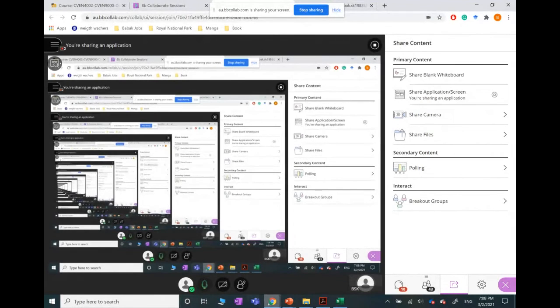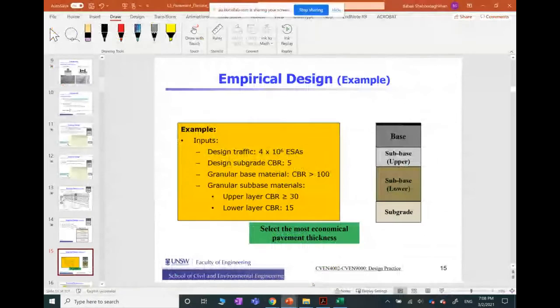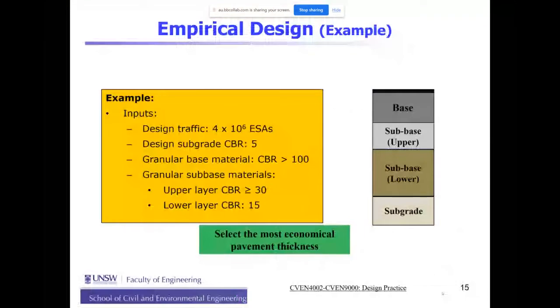All right, so let's continue the rest of the lecture. This time we want to design a pavement structure with one base layer and two sub-base layers. So we are going to use three different types of materials in the structure of the pavement.